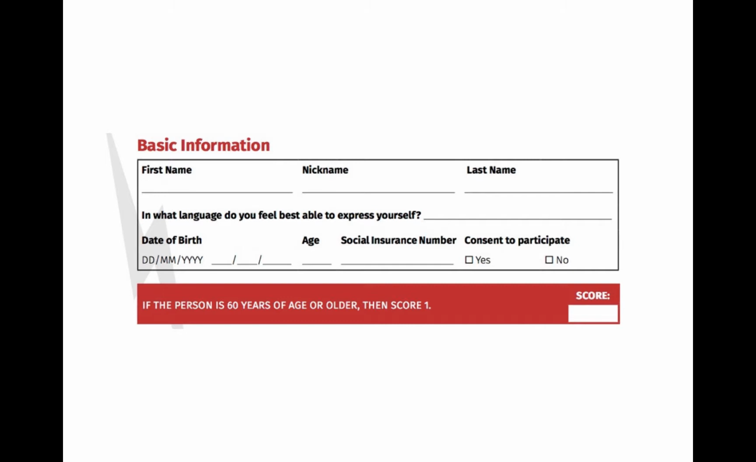And what language do you feel best to express yourself? So we are required to provide interpreters when necessary. So make sure you speak to your organization if you're not sure about that policy. Their date of birth, their age, social security number, and consent to participate. So you want to make sure they consent. They automatically get a point for being over 60, but you don't need to worry about scoring because once you put this into HMIS, the system will score it for you.